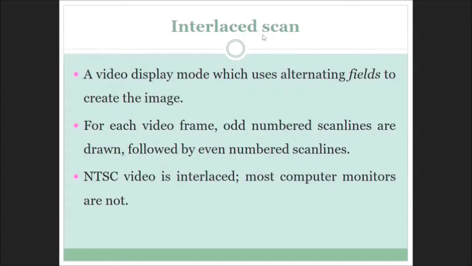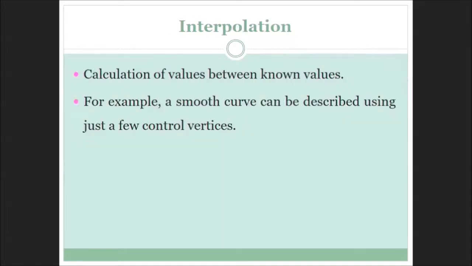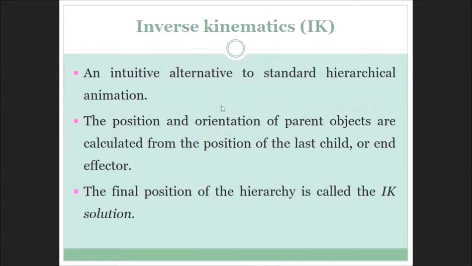Then interlaced scan, a video display mode which uses alternating fields to create the image. For each video frame, odd numbered scan lines are drawn, followed by the even numbered scan lines, not all at once. NTSC video is interlaced, but most computer monitors are not. Interpolation, calculation of various values between known values. If there are two values and only these values are known, and you want to find the intermediate value, this is interpolation. For example, a smooth curve can be described using just a few control vertices.